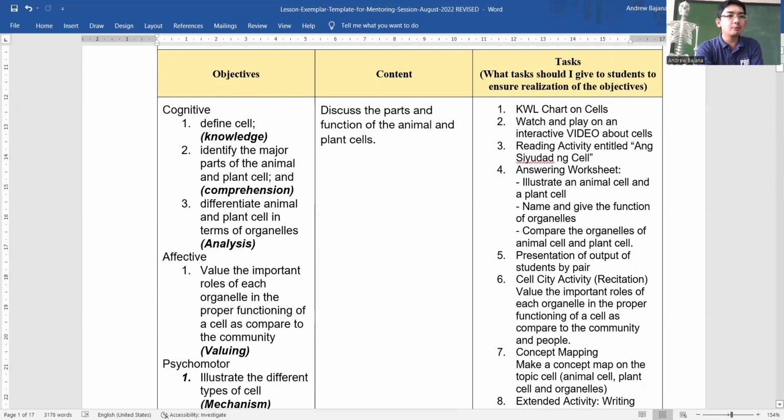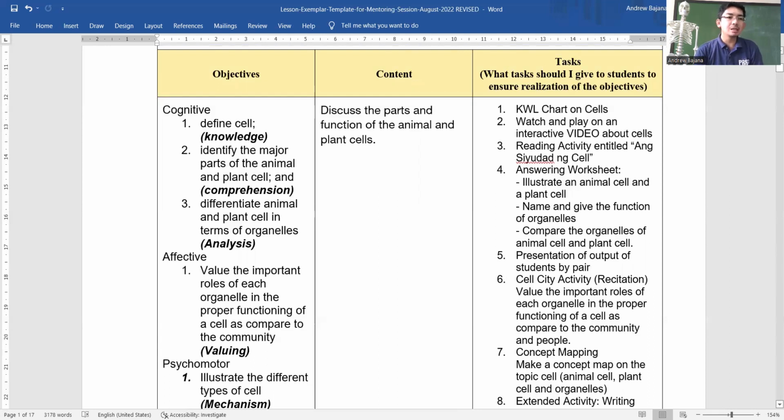The task of students: first, they will make a KWL chart on cells. Second, watch and play an interactive video about cells. Third, we will have a reading activity entitled Ang Siyudad ng Cell. Next is to answer a worksheet illustrating an animal and plant cell. This is a peer group activity.